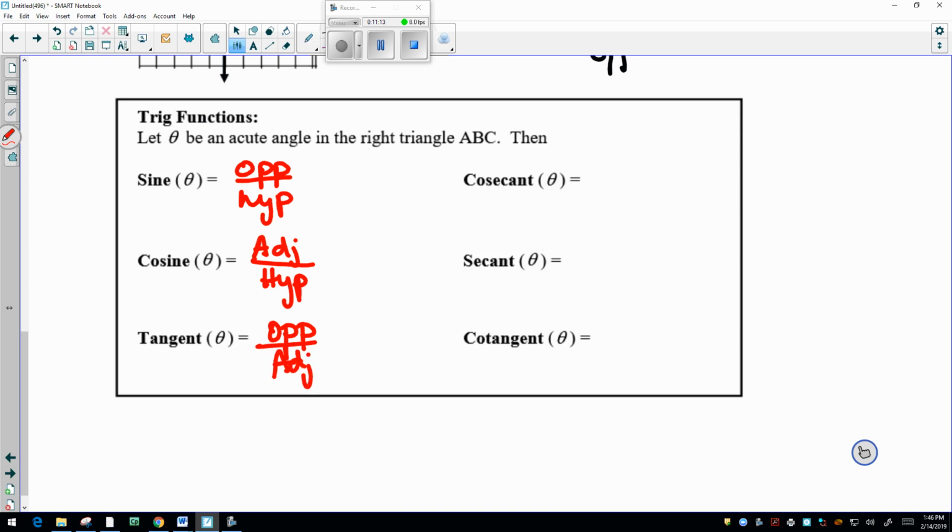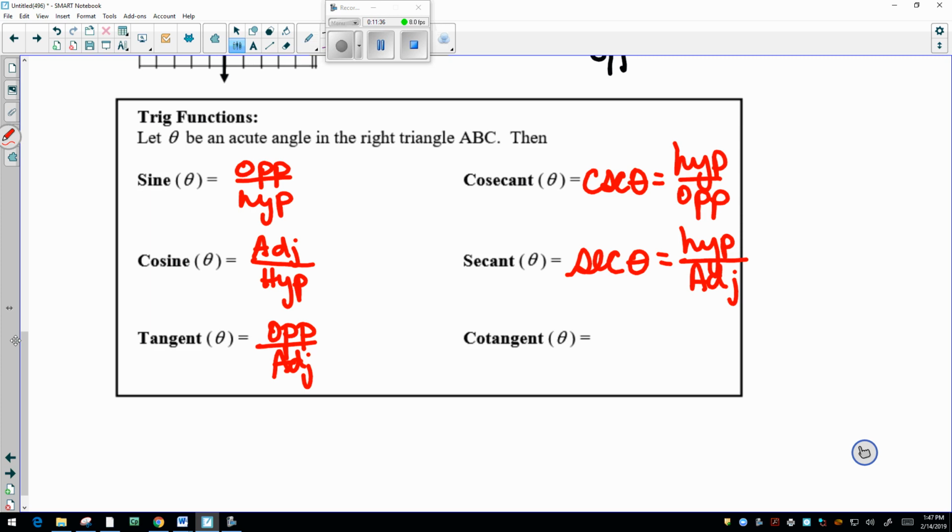Now these next three are the reciprocals, meaning flip them. So cosecant, abbreviated CSC, is going to be the hypotenuse over opposite. Secant, here's your abbreviation, SEC. Again, reciprocal of cosine, so we get hypotenuse over adjacent. And your cotangent is the reciprocal of tangent, and that's the adjacent over opposite. So these are things we need to have committed to memory.